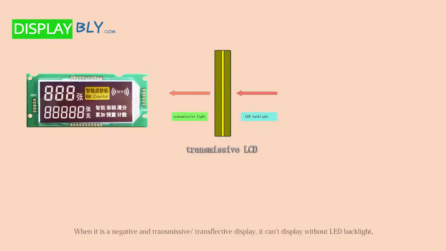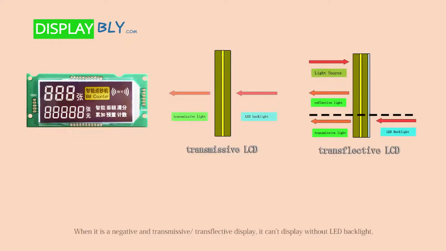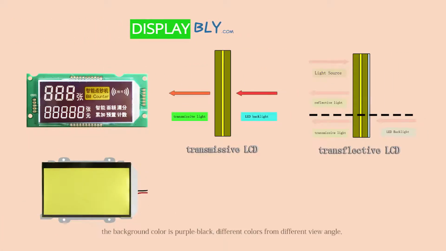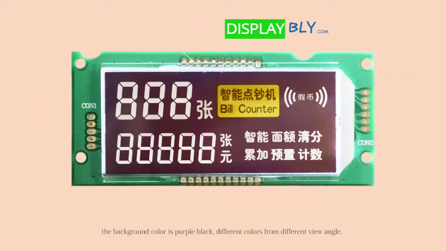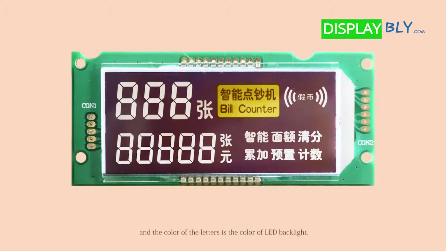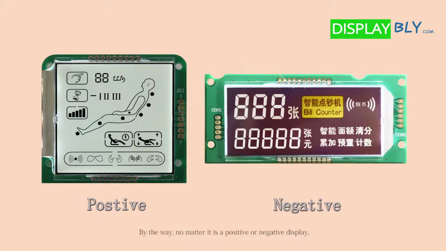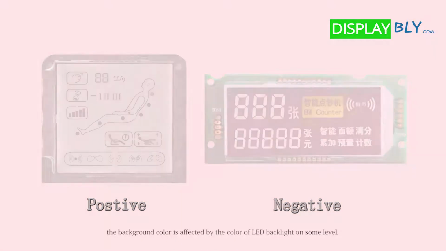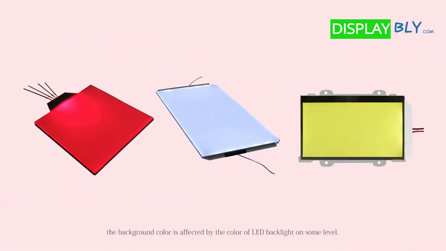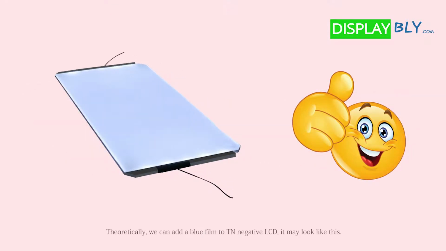When it is a negative and transmissive or reflective display, it can't display without LED backlight. The background color is purple-black, different color from different view angle, and the color of the letters is the color of LED backlight. By the way, no matter if it is a positive or negative display, the background color is affected by the color of the LED backlight on some level. That is why the color of LED backlight is usually white.